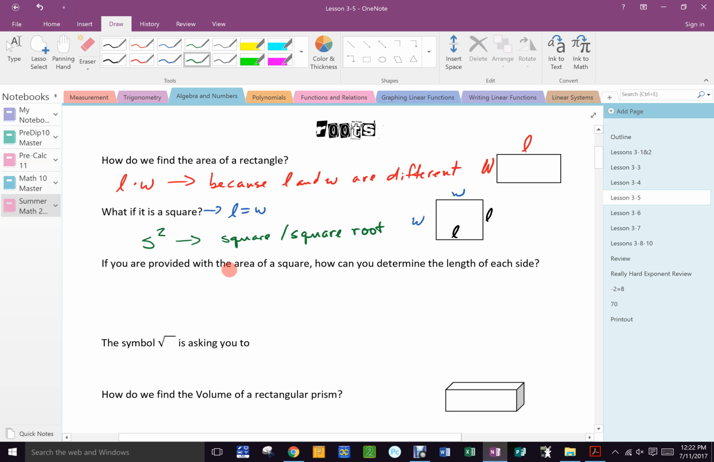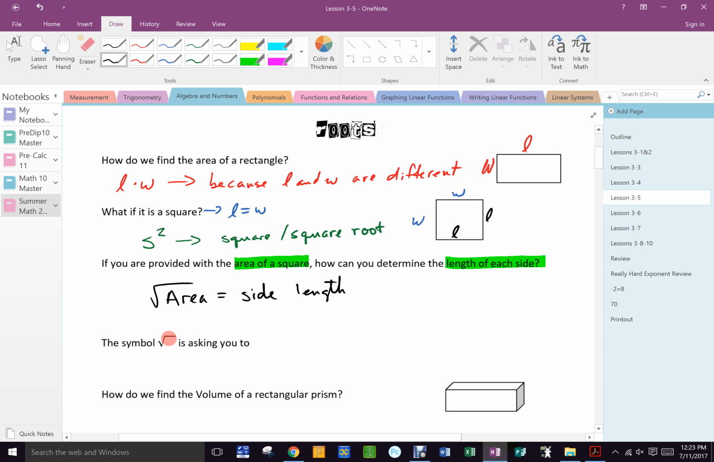If you're provided with the area of a square, how can you determine the side length? What do you got to do? Right. Square root of the area equals side length. On a model in real life, something you can hold in your hands, okay?